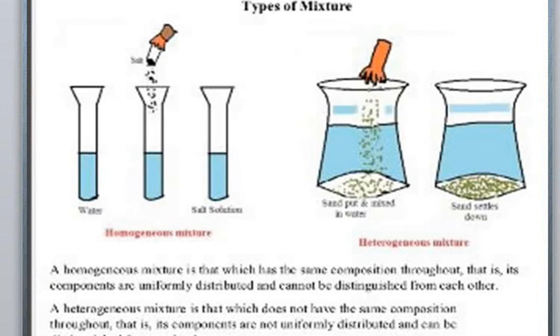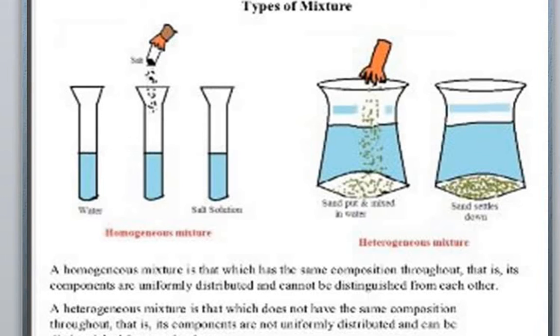Next we discuss the types of mixture. There are two types of mixture: homogeneous mixture and heterogeneous mixture. The homogeneous mixture is one which has the same composition throughout, that is, its components are uniformly distributed and cannot be distinguished from each other. You can take the example of a solution of water and salt.